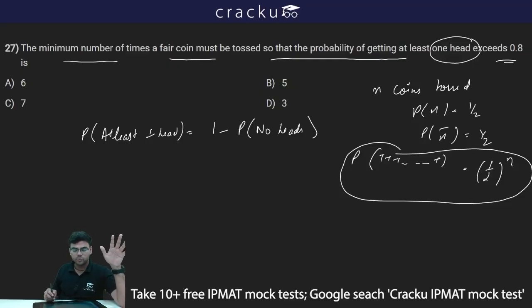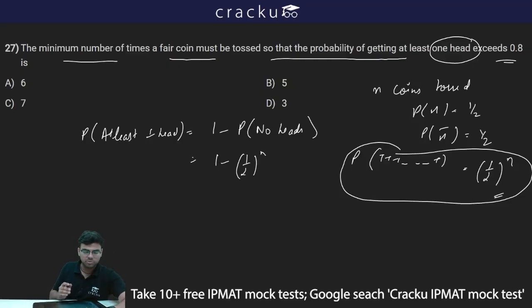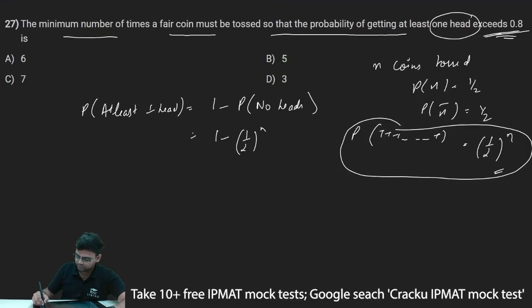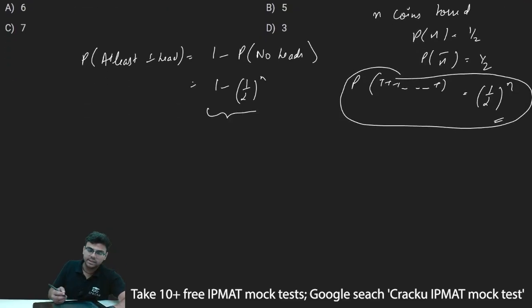So the probability of no head, or probability of all tails, will be 1 by 2 to the whole power n. So the probability of at least one head is 1 minus 1 by 2 to the whole power n. It is given that this value exceeds 0.8, which means this value is greater than 0.8. So 1 minus 1 by 2 to the whole power n should be greater than 0.8.